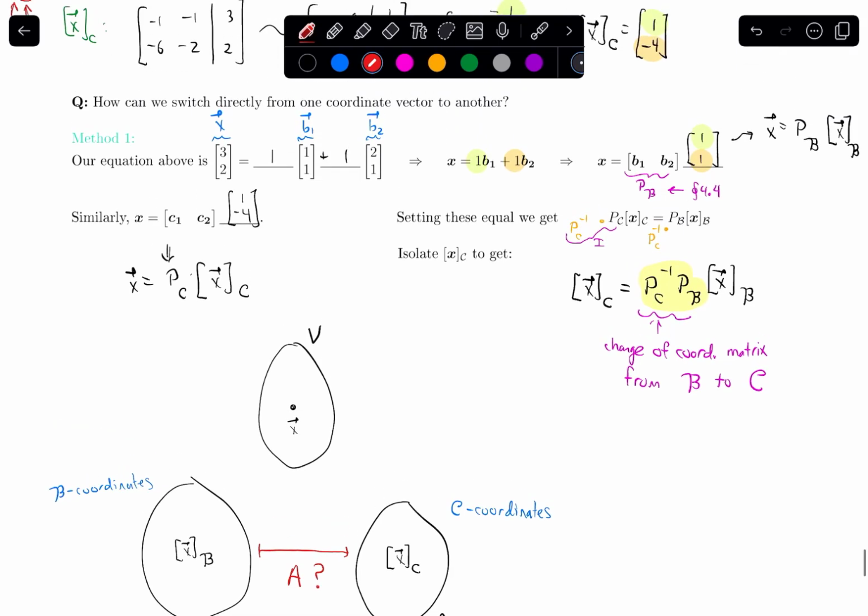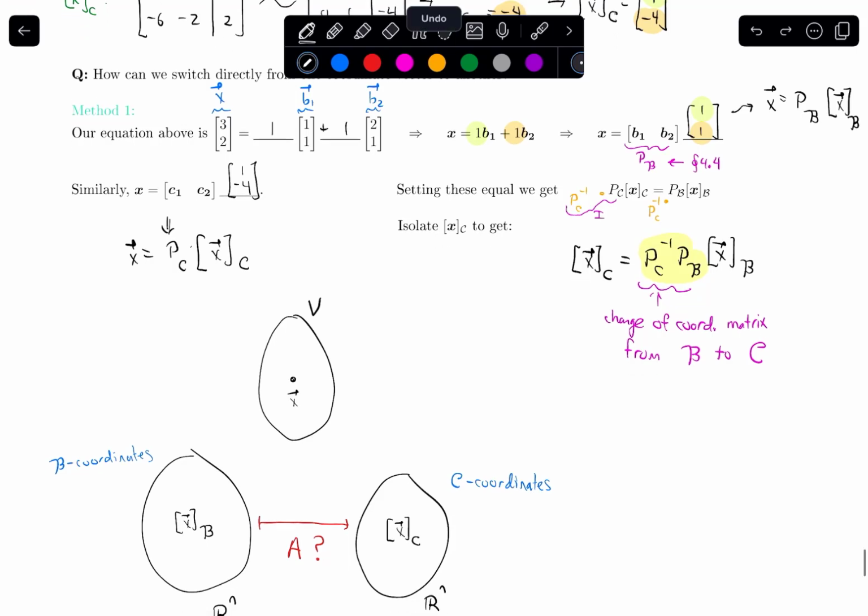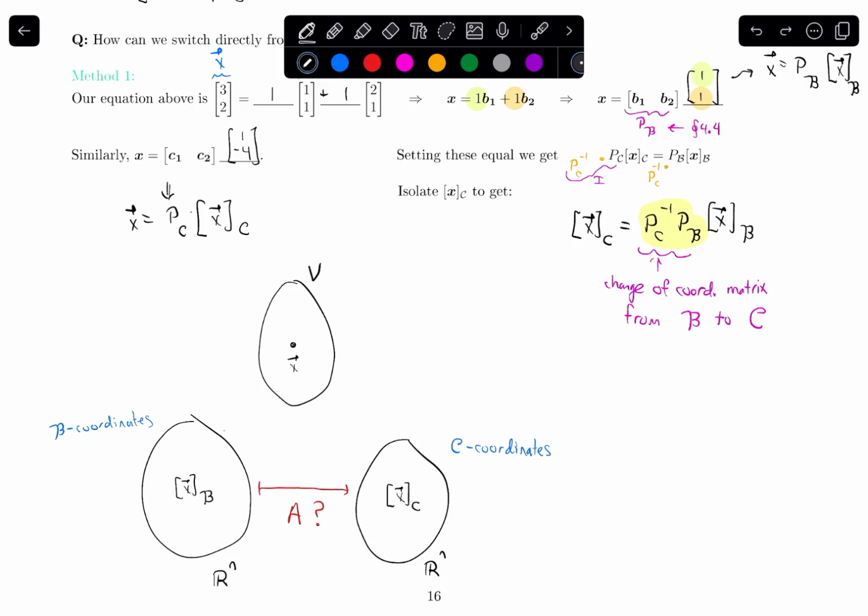Because, thinking back to this equation that we had here, what this matrix PB does is it inputs this B coordinate vector and it outputs x. So what that means is, if I'm trying to get from the B coordinate vector to x, the matrix that does that for me is PB. So multiplying this coordinate vector by PB will output the vector x.